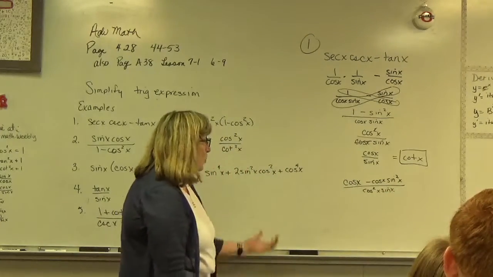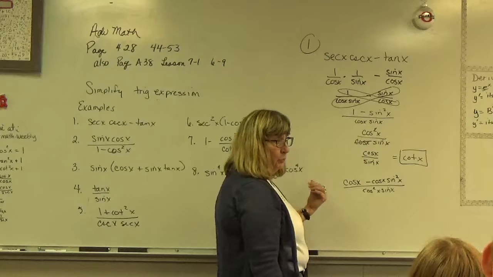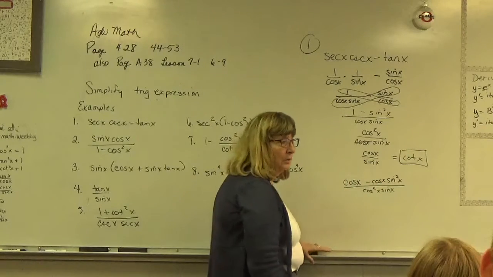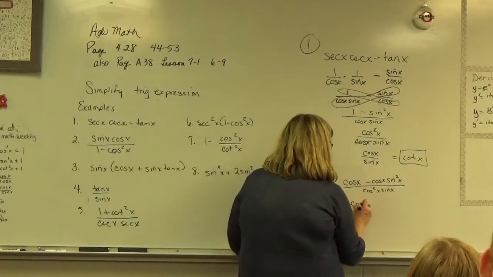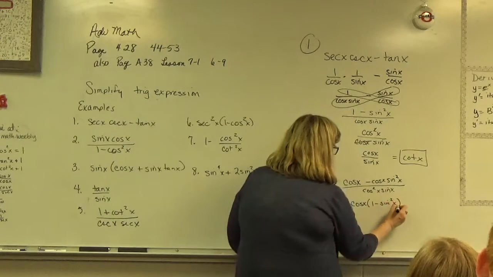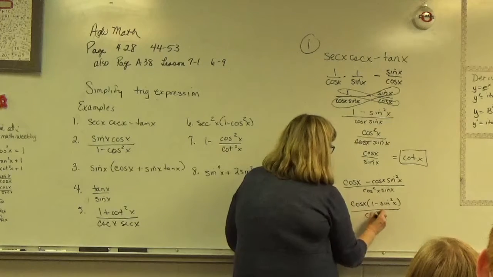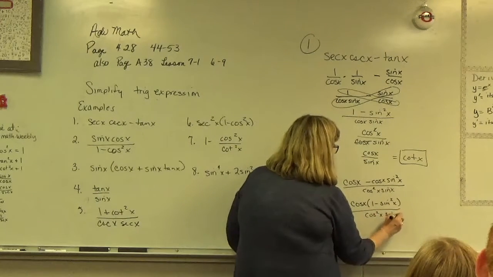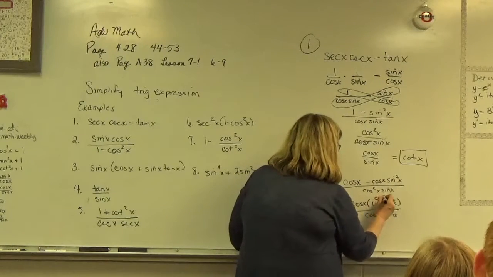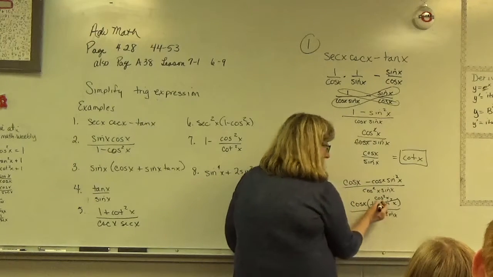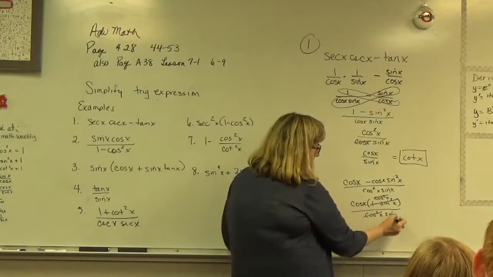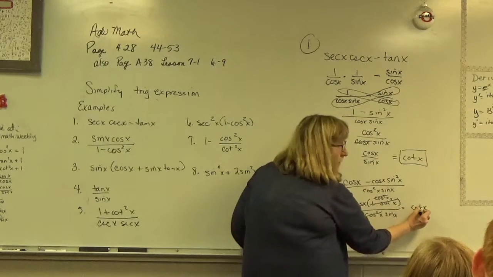Now, it creates one more step since we did the butterfly. On top, isn't there something in common? The cosine. So we factor out a cosine, which leaves me 1 minus sine squared, that's cosine. Which is what? Cosine squared, right? 1 minus sine squared is cosine squared, so I'm changing that. Now, doesn't that cancel that? Yeah. Don't I get cosine over sine? Yeah. So I get the same answer.